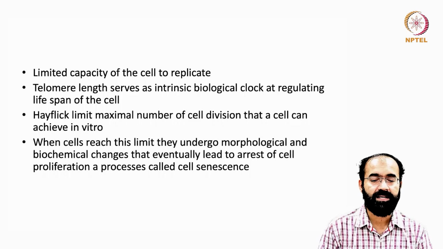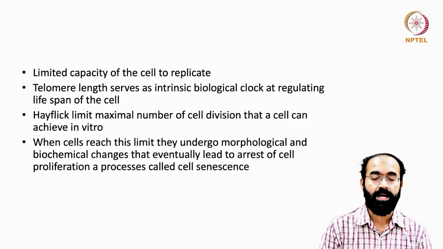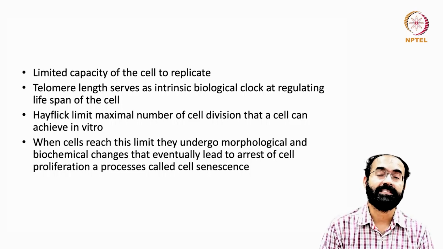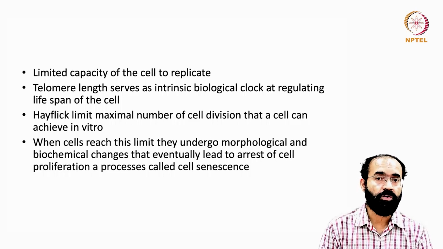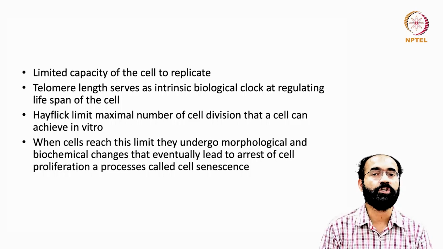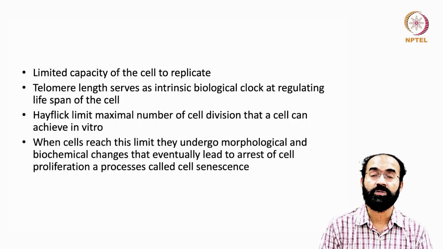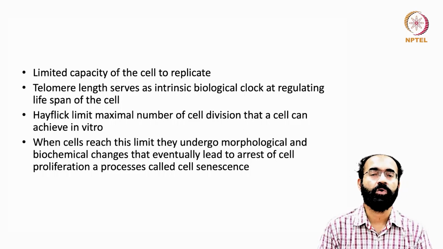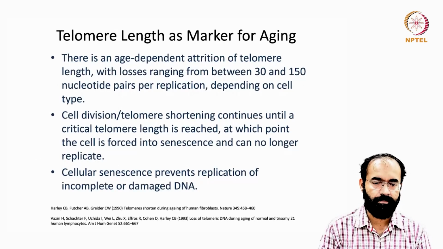So when cells reach this limit, they undergo morphological and biochemical changes that eventually lead to arrest of cell proliferation, a process in which the cell undergoes senescence. So when the proliferation is no more occurring or no more allowed, that process is called cellular senescence. The cell is going into a stagnated state, so that is called cellular senescence.